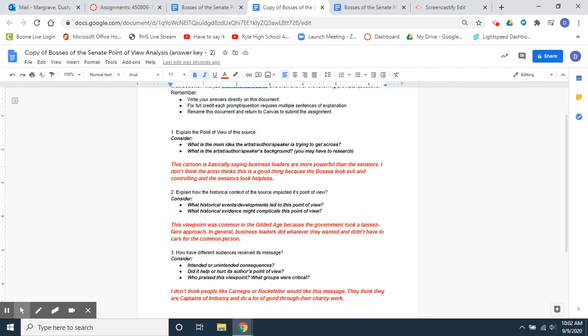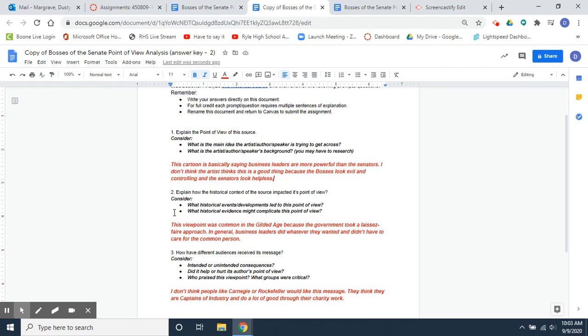That is kind of the main idea. And this student has told me why they think so. Now, it's not super detailed. It's only 2 sentences. And it doesn't really get into the author or speaker's background. So it's good, but it's not necessarily mastery or perfect.